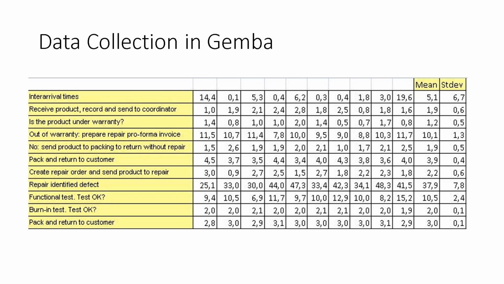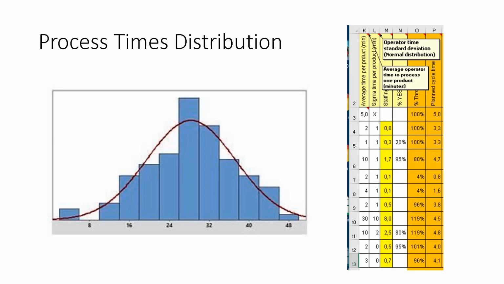We need to measure inter-arrival times and process times for each process step. To do that, we take 10 measurements of each in Gemba and calculate the average and the standard deviation. We assume that process times follow a normal distribution. The averages we have collected are in column K and the standard deviations in column L.